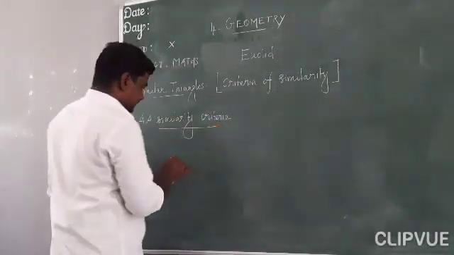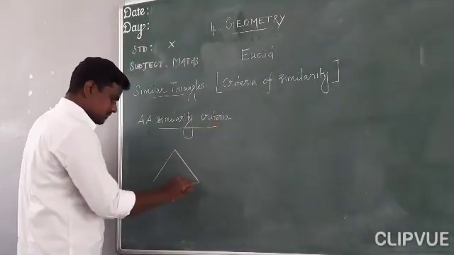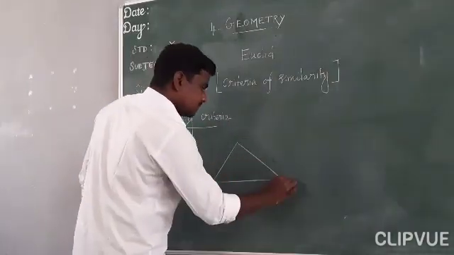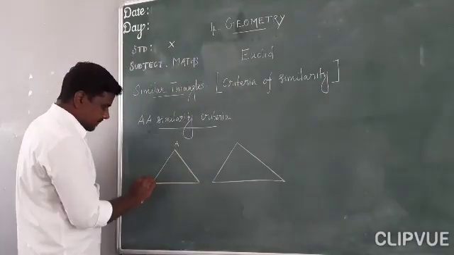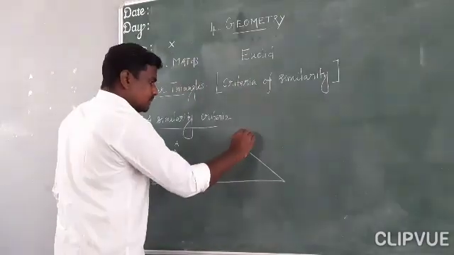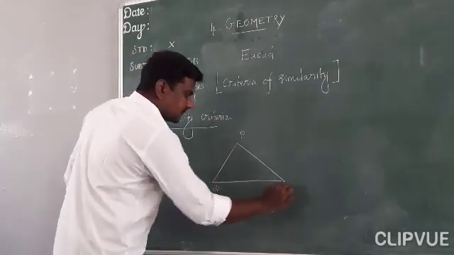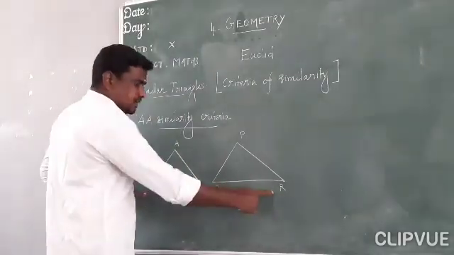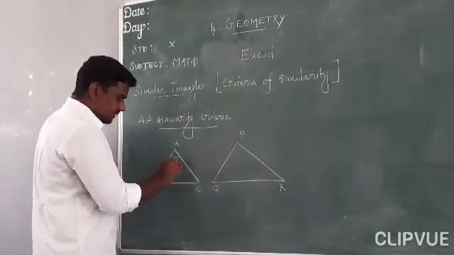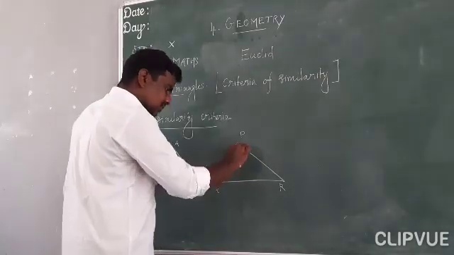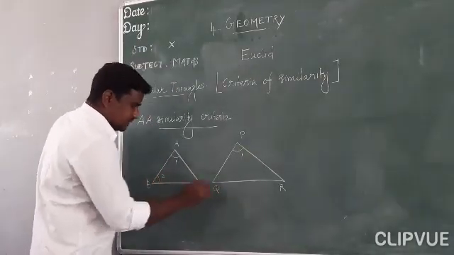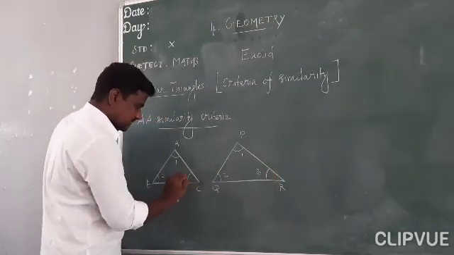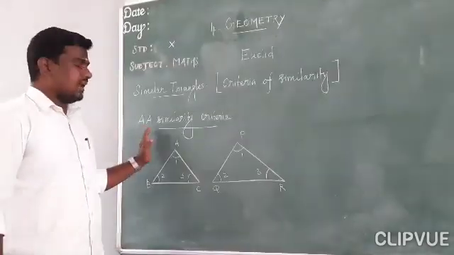So if ABC and PQR, you know very well, A corresponds to P, B corresponds to Q, C corresponds to R. This is 1, this is also 1. This is 2, this is 2. So it should be 3, it's also 3. So what is the definition of angle similarity criteria?